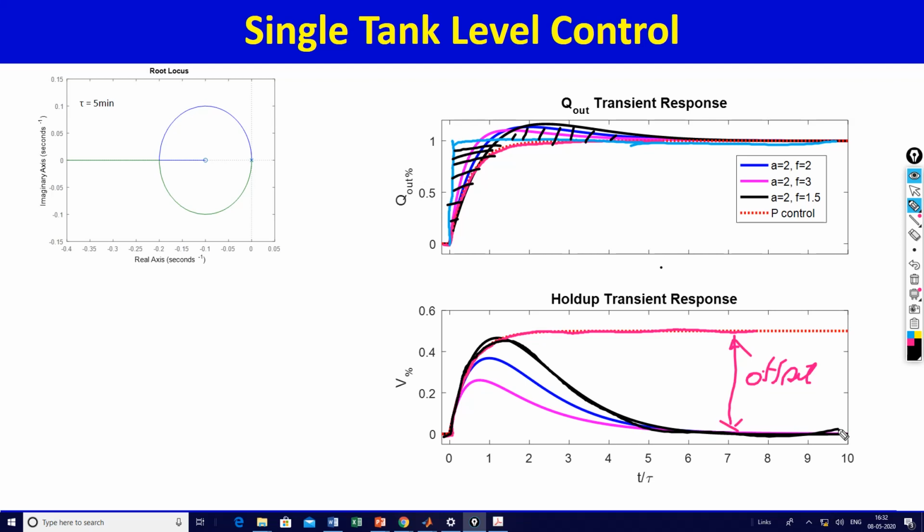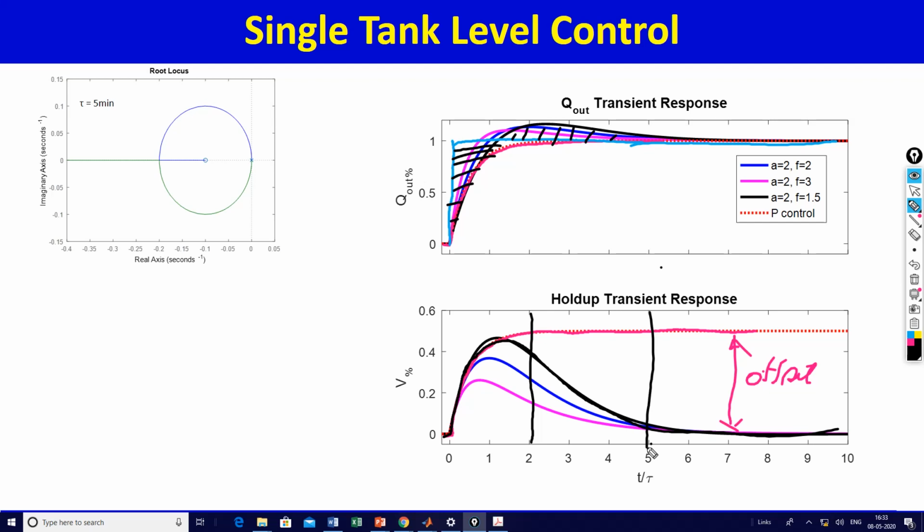But another point to be noted, look at the P controller response. The response completes in about 2 time constants. Here the response is taking anywhere from 4 to 5. So with PI control you take longer to settle down. With P control you settle quicker, because you're not trying to drive the level back to its set point.